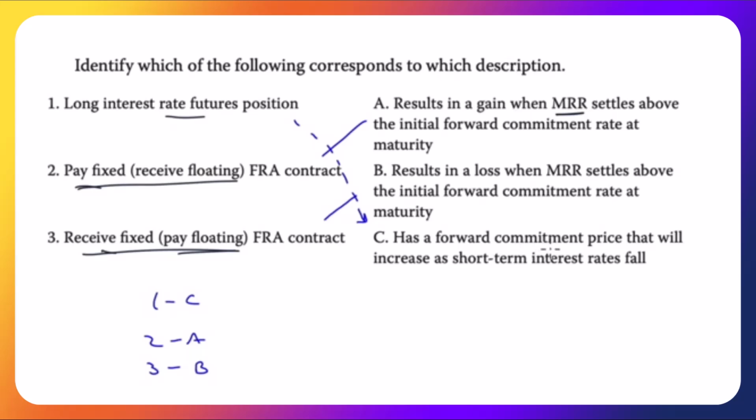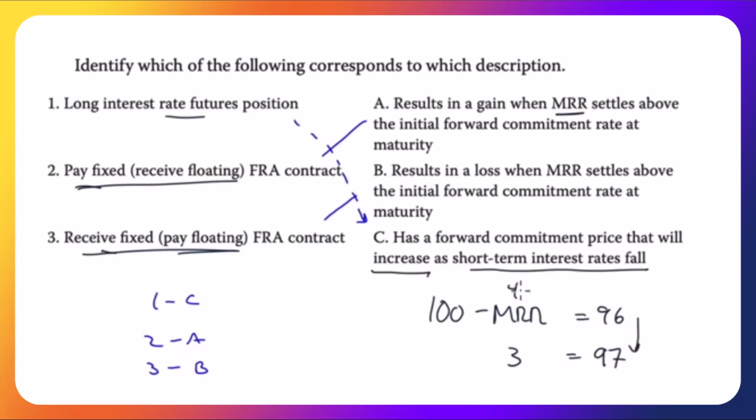And has a forward commitment price that will increase as the short-term interest rates fall. 100 minus the MRR, and let's just make MRR 4%. We'll get 96. And let's drop the interest rate to 3. What will happen to the price of the forward? It'll go to 97. Has a forward commitment price that will increase as the short-term interest rate falls. Falls from 4 to 3, price went from 96 to 97. That is a long interest rate futures position.